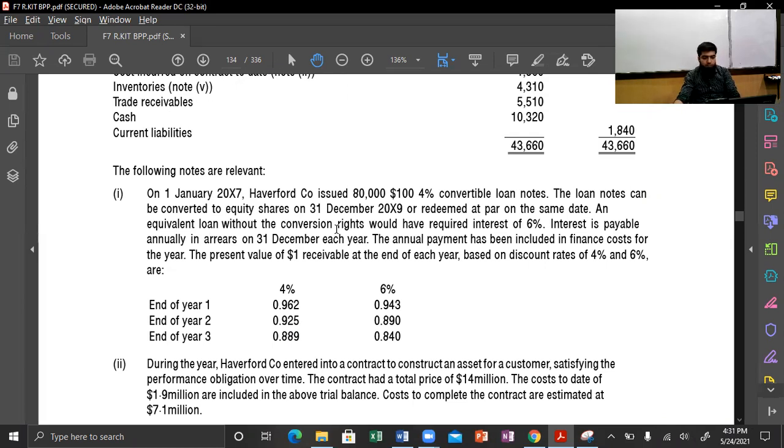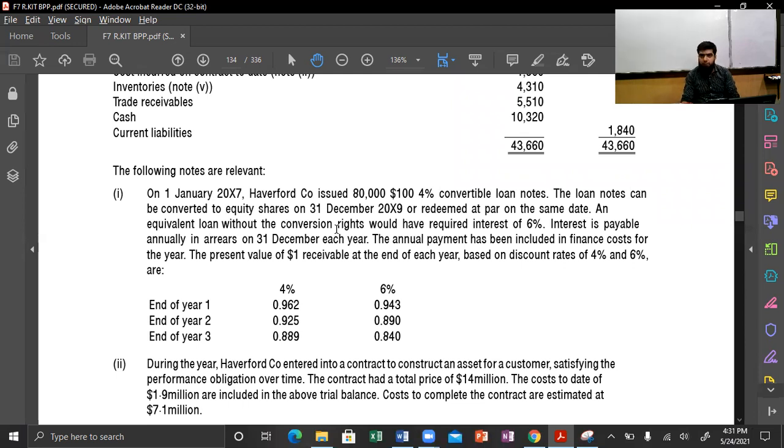The loan notes can be converted into equity shares on 31st December 20x9, that is 20x7, x8, and x9, that is for 3 years, or redeemed at par on the same date, or the debentures will be paid off at the par value. An equivalent loan without the conversion right would have required interest of 6%, that is the market rate or the effective rate. Interest is payable annually in arrears on 31st December each year. The annual payment has been included in finance cost for the year.